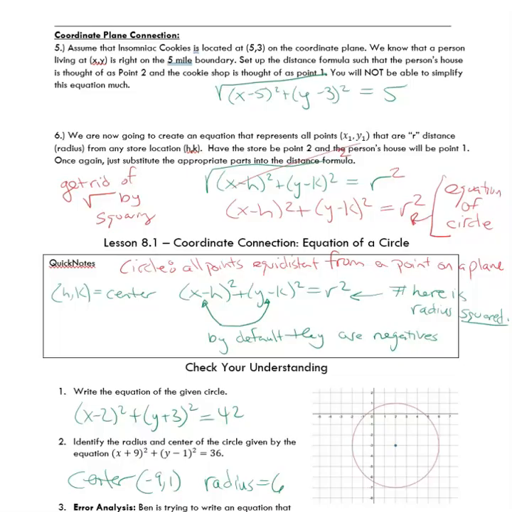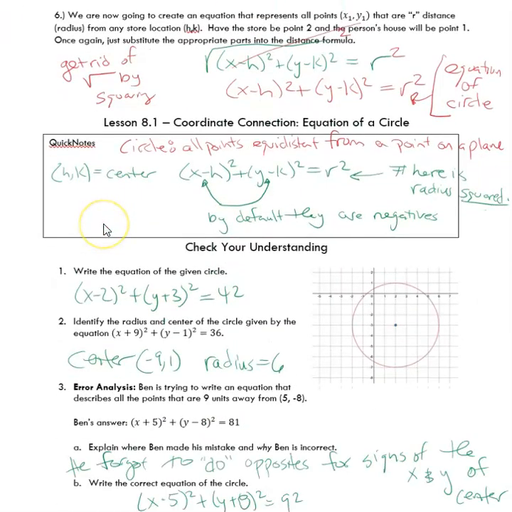And by default, you're going to have minuses in there. So if it is x minus 2, then that means that the x-coordinate is positive 2. If it was y plus 3, then it's actually going to be the opposite. The y-coordinate of the center would be negative 3. Okay, you'll see how this works when we start practicing a little bit.